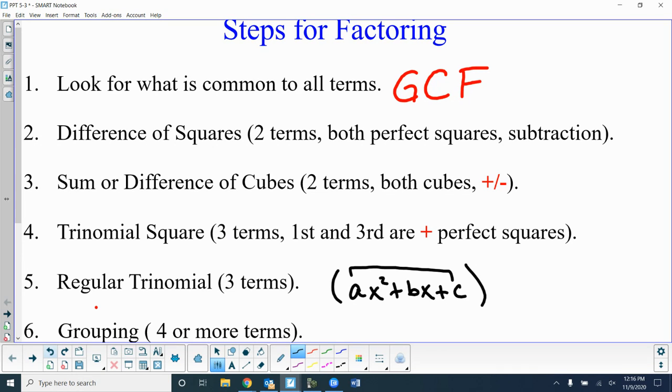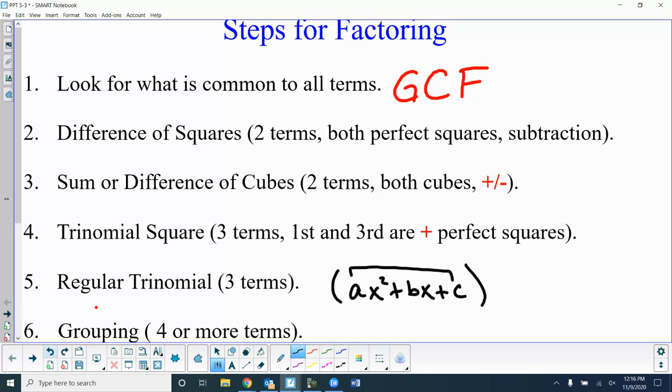All right? If there's nothing common, then I think to myself, is it a difference of squares? Okay? By squares, I mean perfect squares. Difference, I mean subtraction. So difference of squares is a binomial, only 2 terms. They're both perfect squares, and it's subtraction. Like x squared minus 9 would be an example. I got an x squared, which is a perfect square. I got a 9, which is a perfect square, and minus. Okay, any variable to an even power, to the second, fourth, sixth, eighth power, is a perfect square.